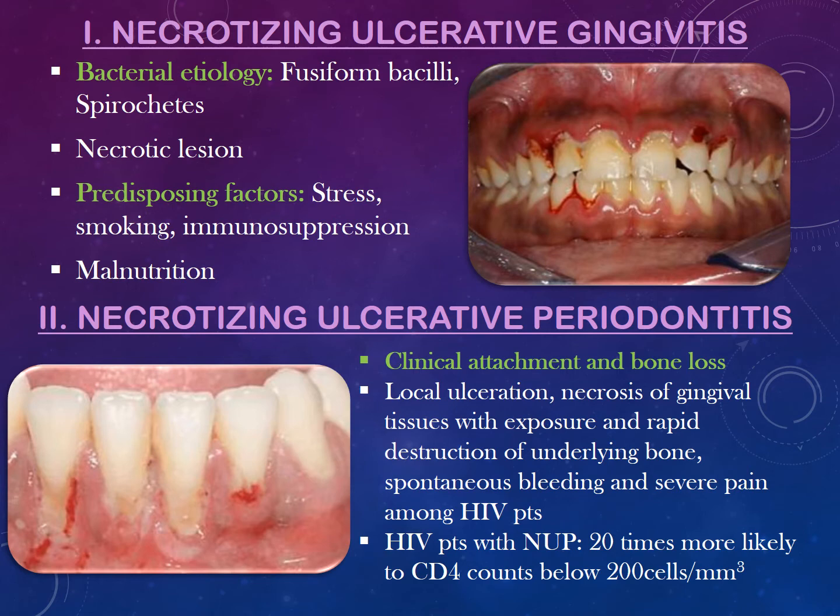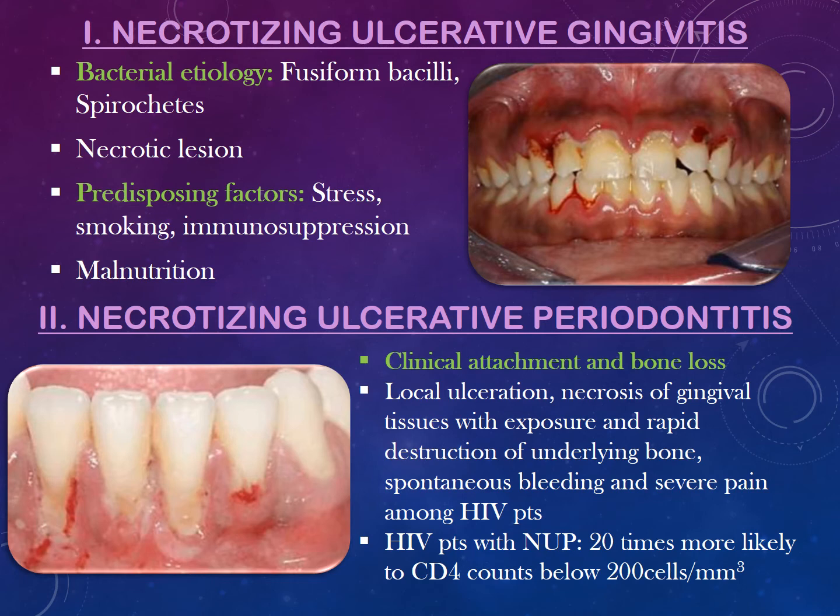The defining characteristic of necrotizing ulcerative gingivitis is that it has a bacterial etiology, that is fusiform bacilli and spirochetes are the main reason behind ANUG. It is a necrotic lesion and it has predisposing factors such as stress, smoking and immunosuppression. Malnutrition is also a major contributing factor which leads to immunosuppression, thereby predisposing to necrotizing ulcerative gingivitis.